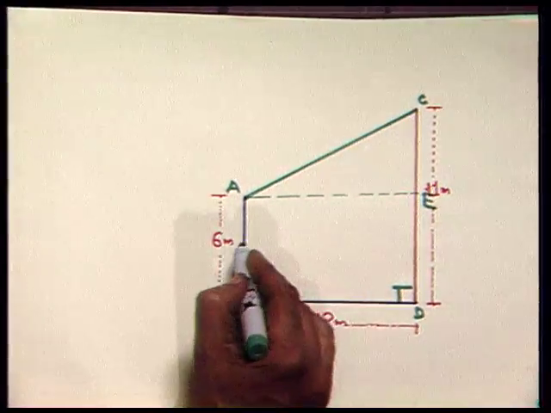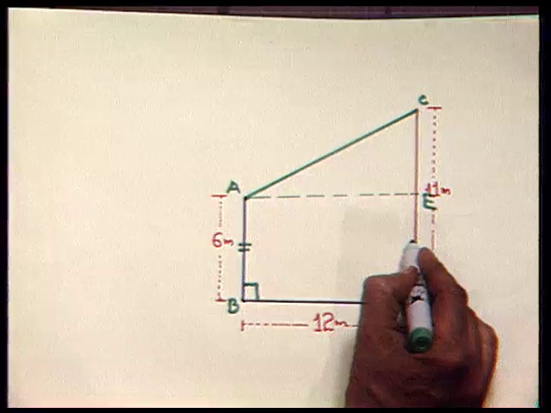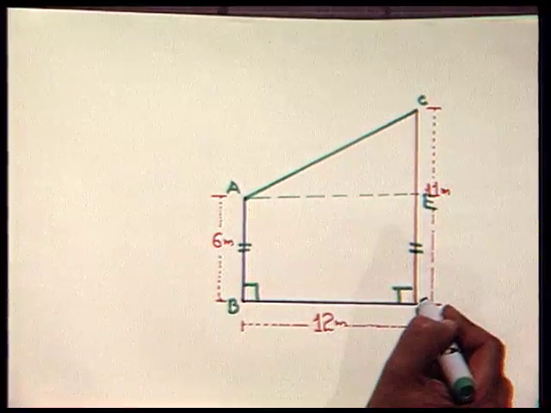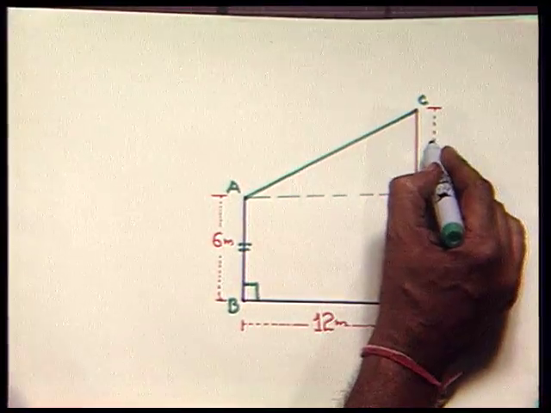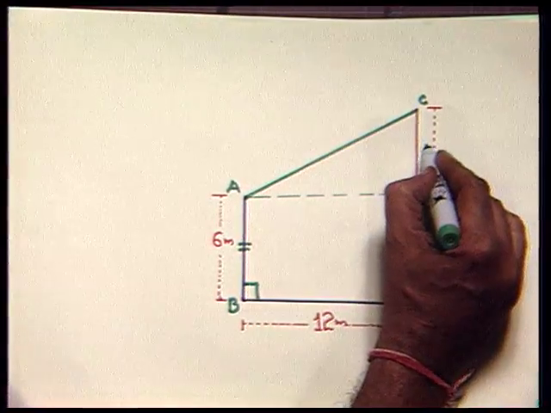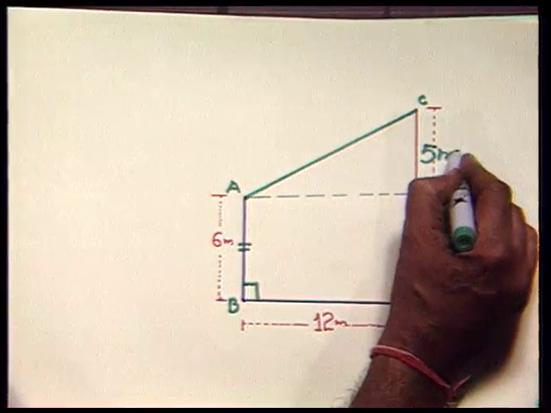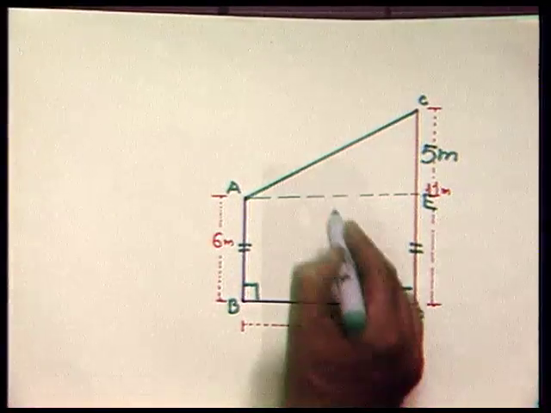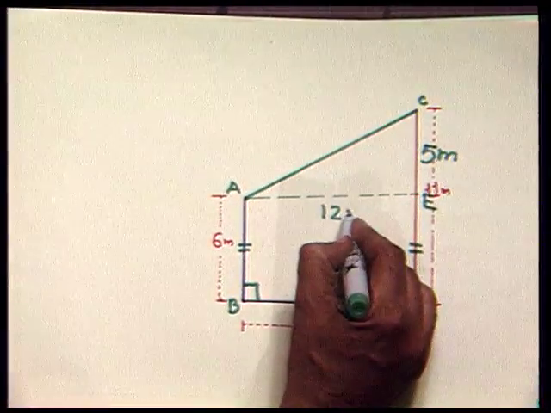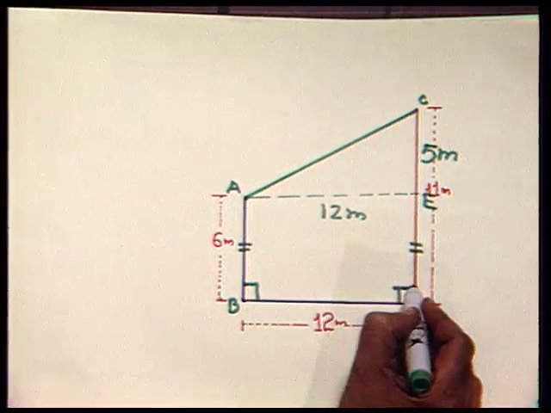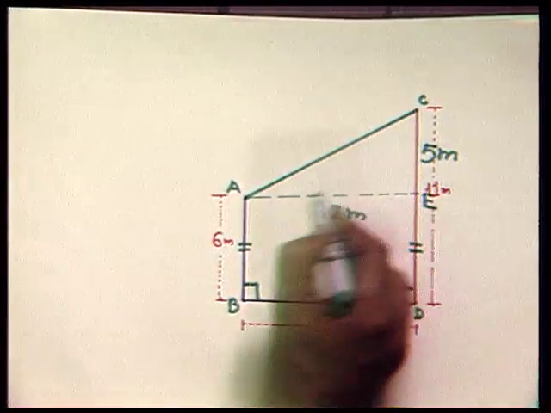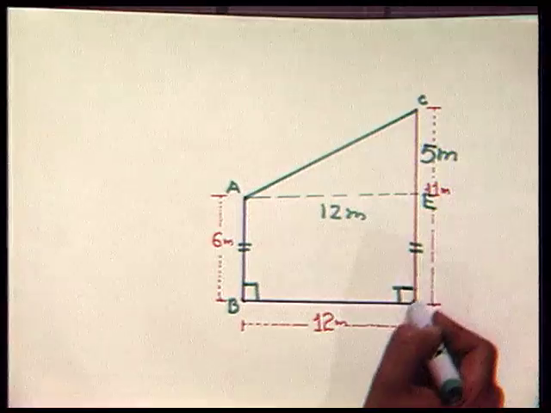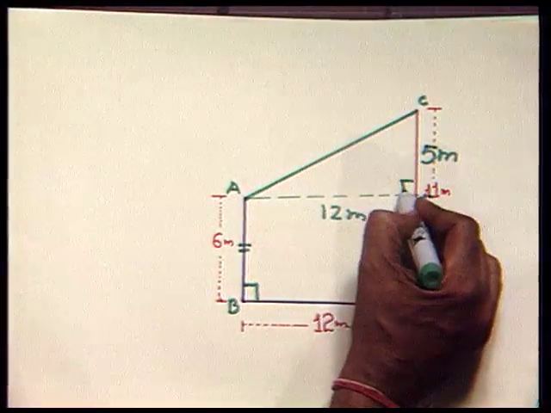So, obviously, here this distance will be equal to this. Since the total distance is 11, this distance left over is 5 meters, and the distance AE will be equal to the distance BD, that is 12 meters. This angle is 90 and we had drawn AE perpendicular to CD, so this angle is also 90.